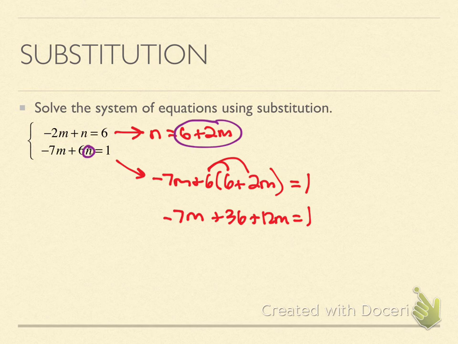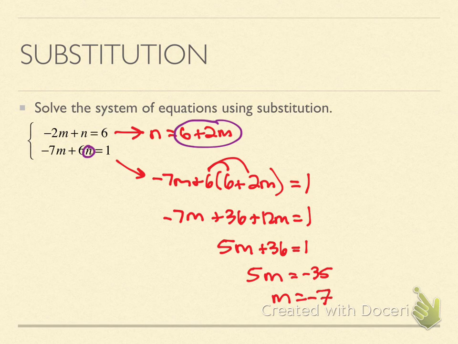I can combine like terms. It looks like I have 5m plus 36 equaling 1. I subtract 36 from both sides and divide by 5 on both sides. Looks like m equals negative 7. That's half of our answer.